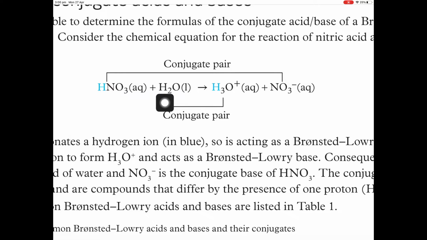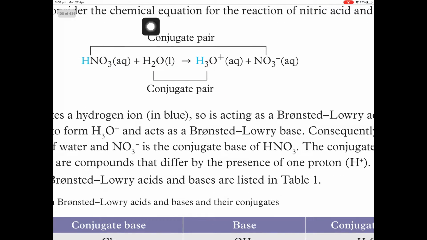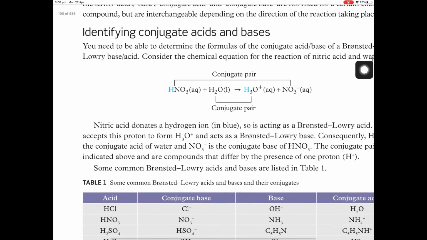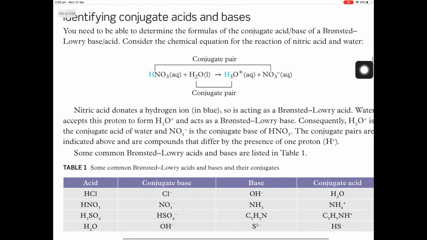The water molecule here is paired up conjugately with the hydronium ion. One conjugate pair, another conjugate pair. That's all there is to it. Okay, so you could read about that there that I talked about.